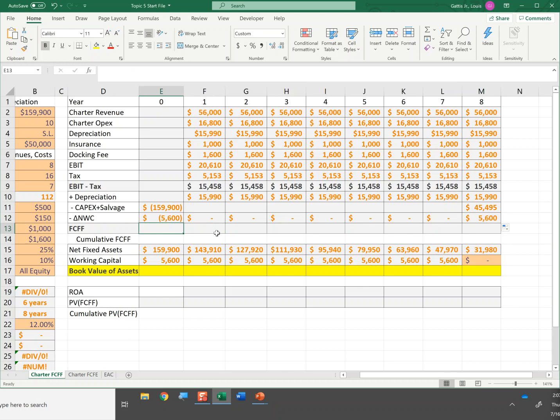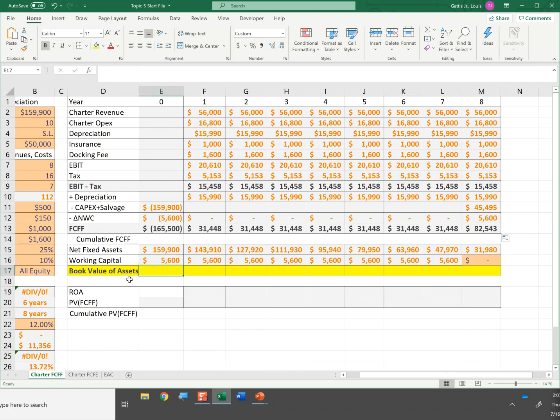Now I can get my free cash flows to the firm. I'm going to sum up all the numbers from 9 down to 12. So my initial outlay is the cost of the boat plus that working capital. And then I start making some money. So my free cash flows, unlevered free cash flows, or free cash flows to the firm per year, are about $31,005. And then I sell the boat in the last year. So these are my free cash flows to the firm.